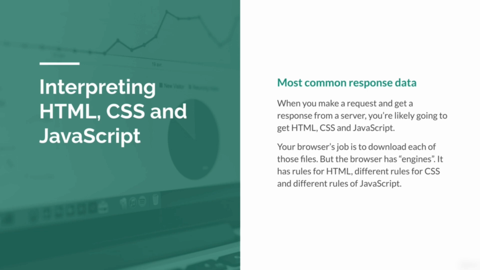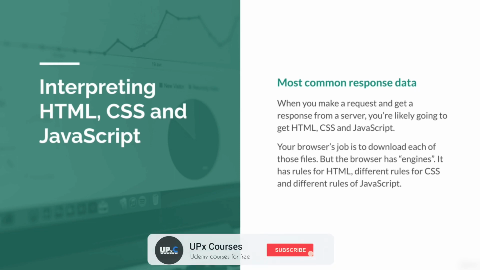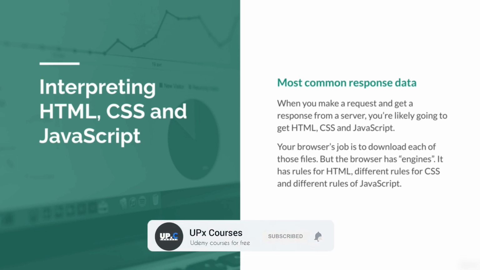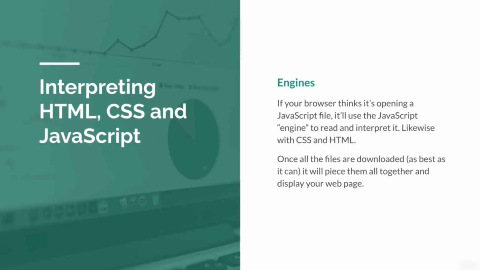But the browser also has these things called engines. These engines have certain rules for HTML, different rules for CSS, and different rules for JavaScript. If your browser thinks it's opening a JavaScript file, it'll use the JavaScript engine to read, interpret, and make your website interactive. Likewise with CSS and HTML. If it realizes that there's a CSS file, a cascading style sheet file, it's going to try to interpret that and make your website look good. And so they have different purposes.